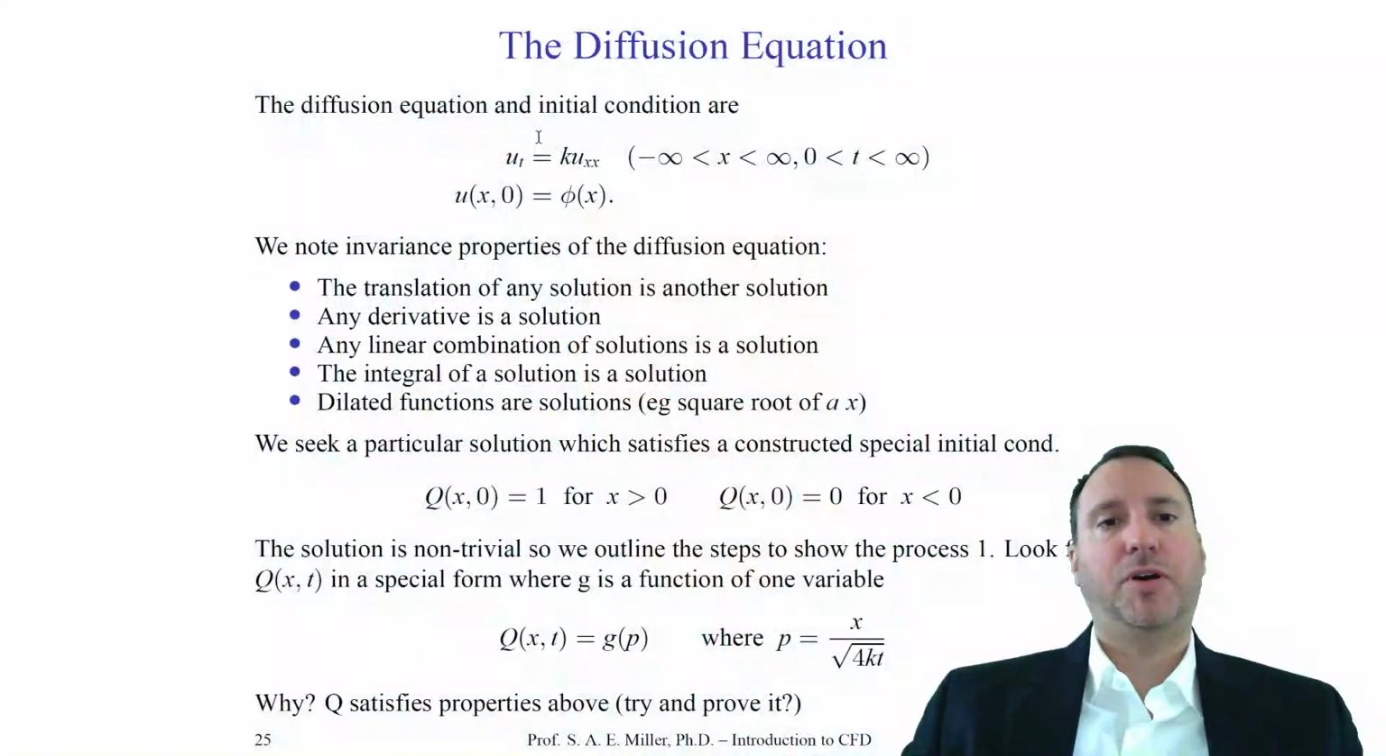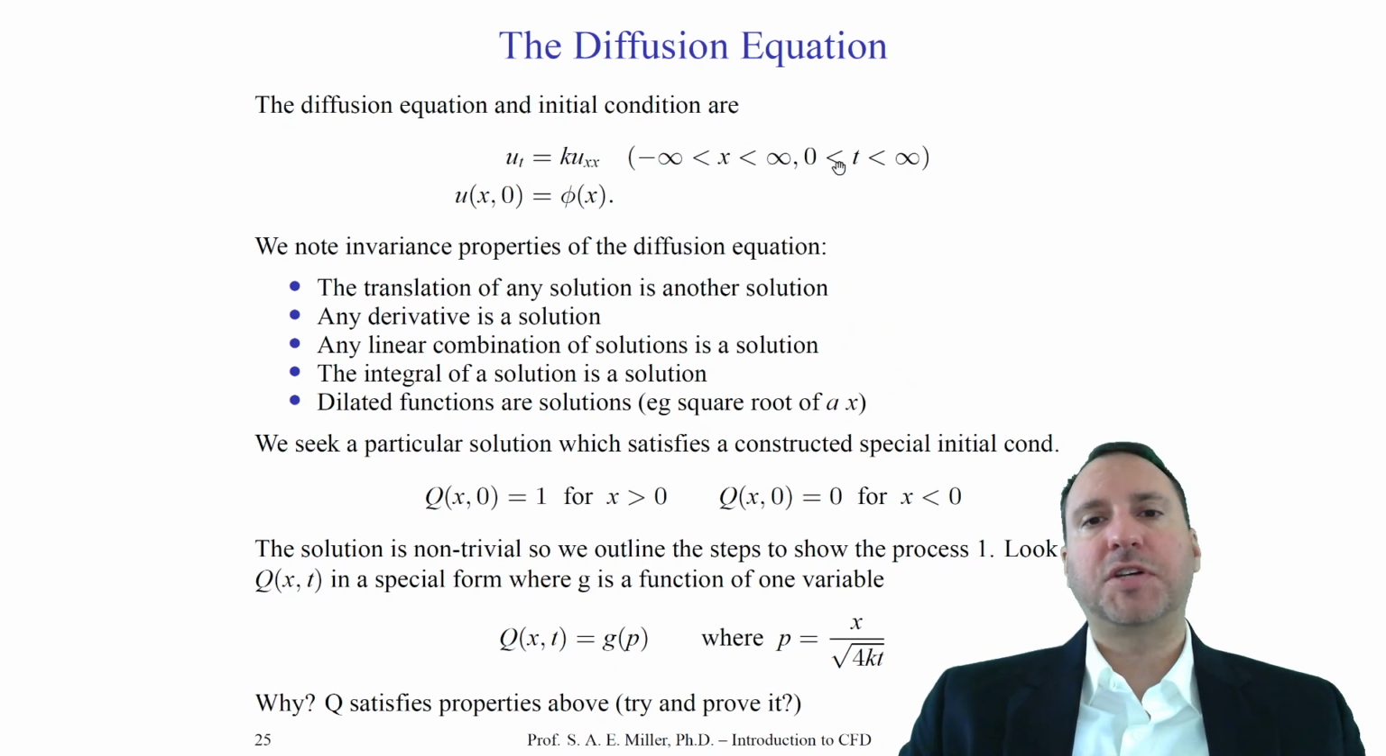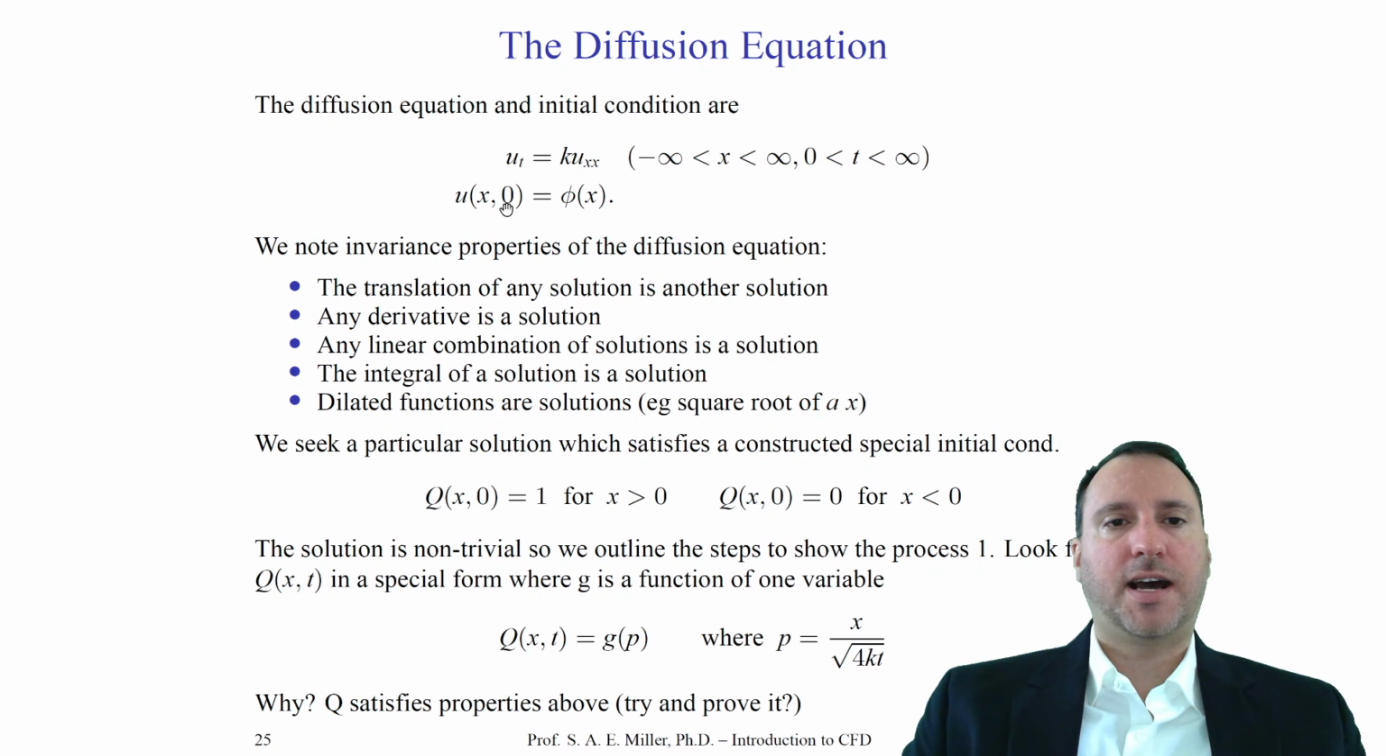Let us now examine the diffusion equation, the second important partial differential equation we'll look at today, which shows some basic physics. The diffusion equation will be defined as partial u partial t equals k partial squared u partial x squared, defined over the whole range of x from time 0 to infinity. Its initial condition for all x at time t equals 0 will be phi.